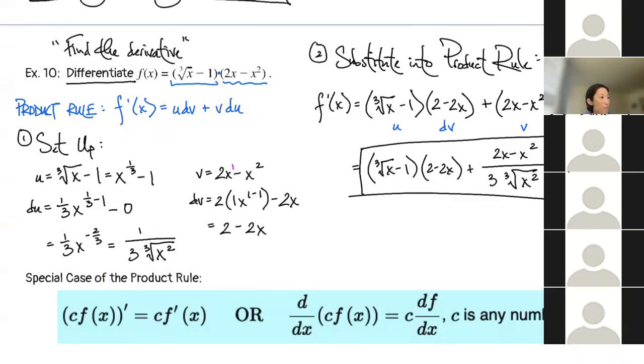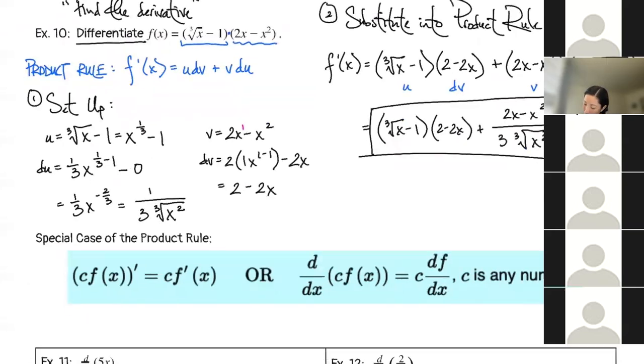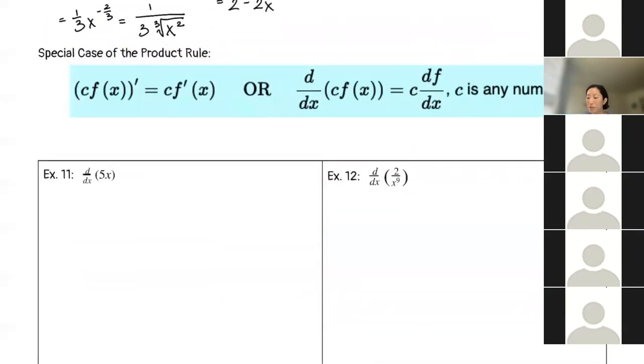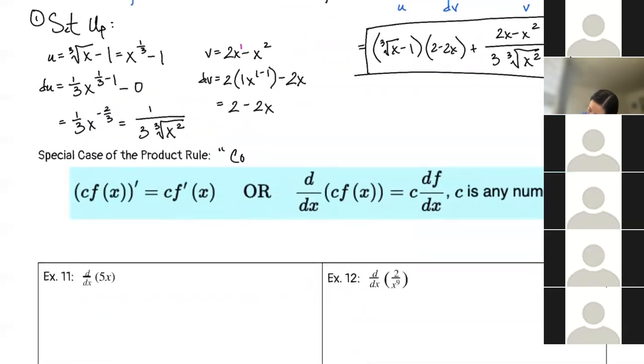All right, so let's take a look at some special cases. Okay, yep. So a special case of the product rule. The special case of the product rule is sometimes called the constant multiple rule. Constant multiple rule, okay?